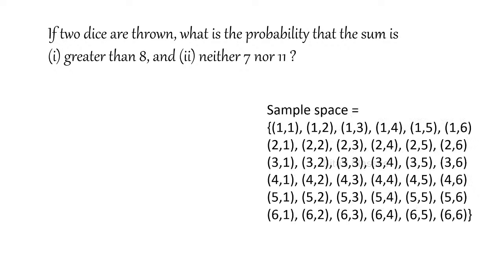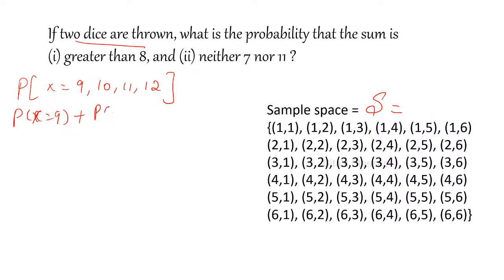So for this I have already shown you. This is the sample space. When two dice are thrown, this is the sample space, capital S. Capital S is equal to this one. So greater than 8 means what? It may be the probability that x is equal to 9 or 10 or 11 or 12. So P of x equal to 9 plus P of x equal to 10 plus P of x equal to 11 plus P of x equal to 12.